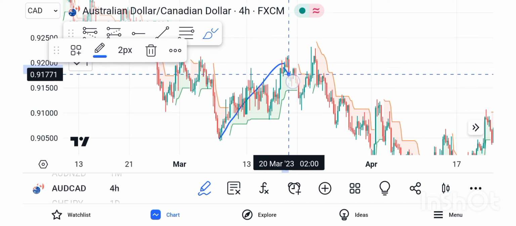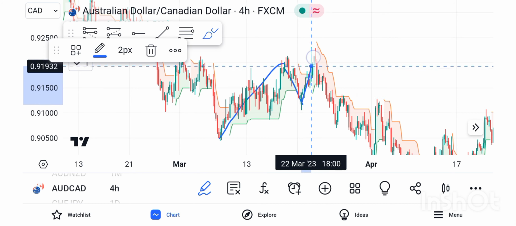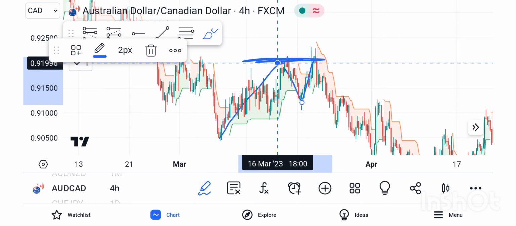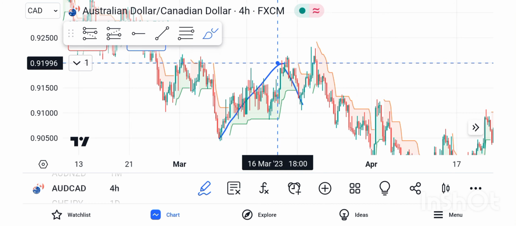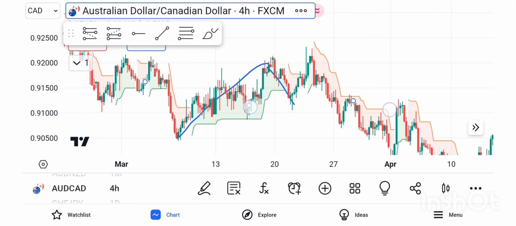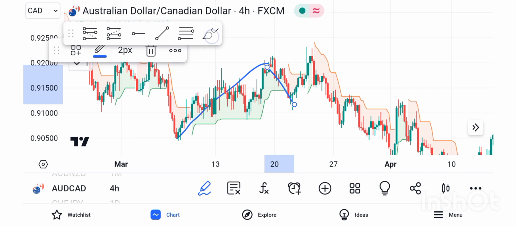And now it came down and then broke this point. Okay, this didn't quite break. It didn't break it, it just equated there. Okay, so we'll regard that as a counter trend as well.